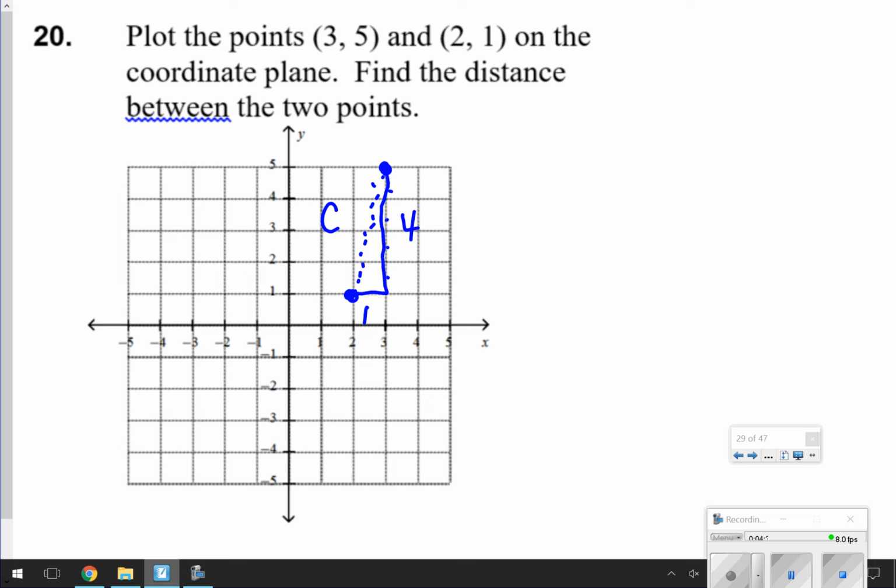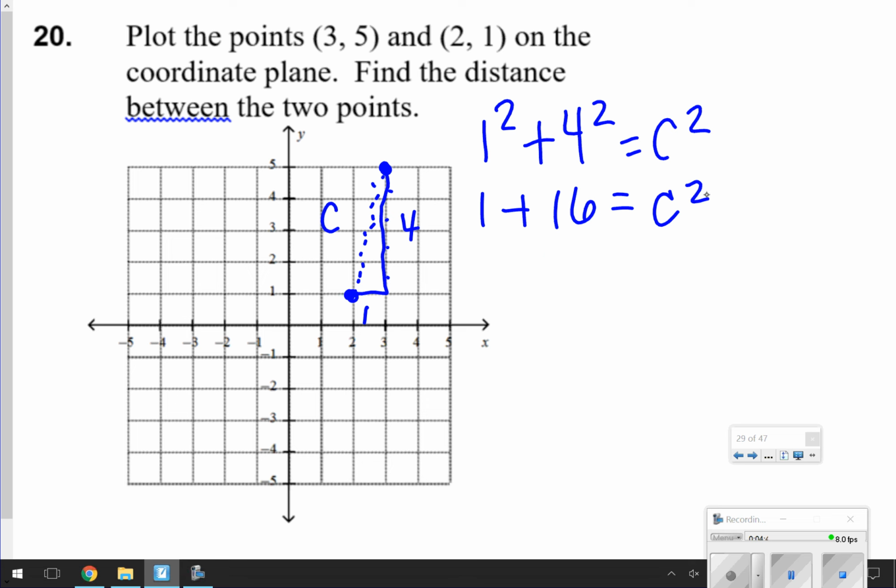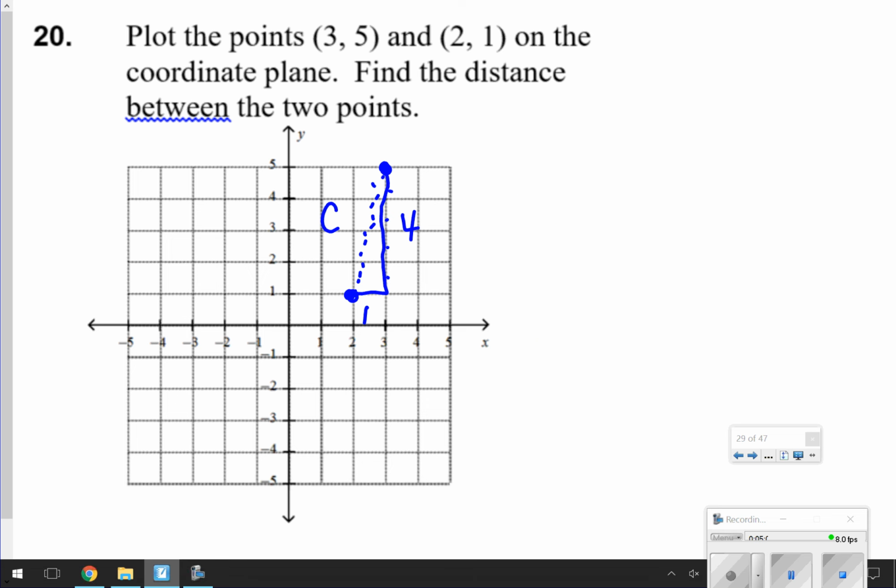Using the Pythagorean theorem, you have 1 squared plus 4 squared is equal to c squared. 1 squared is 1, 4 squared is 16. 1 plus 16 is 17. So the answer for c is the square root of 17. If you want to pause the video here, you can. Otherwise, I'm going to go ahead and erase this and try and do the distance formula.